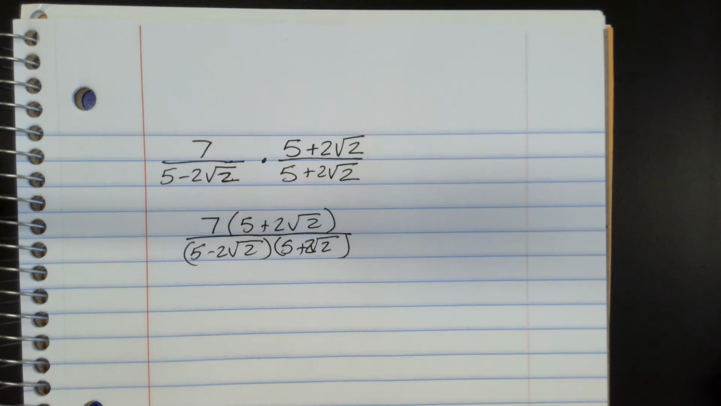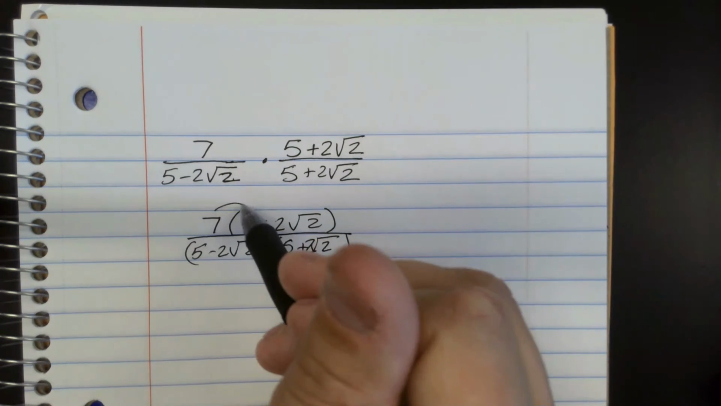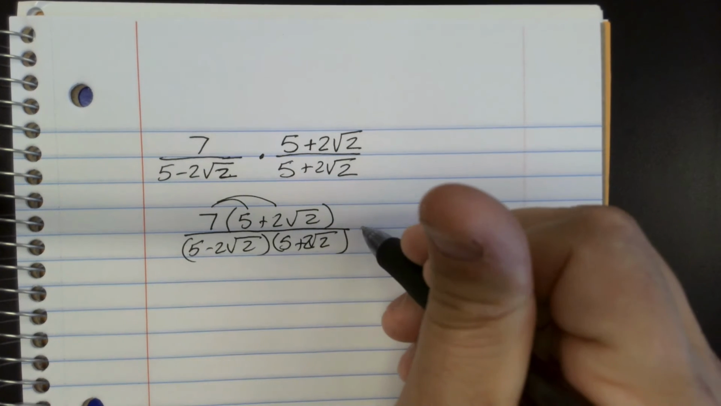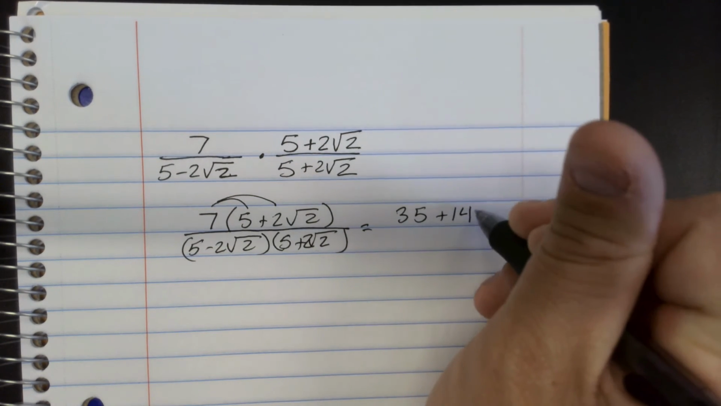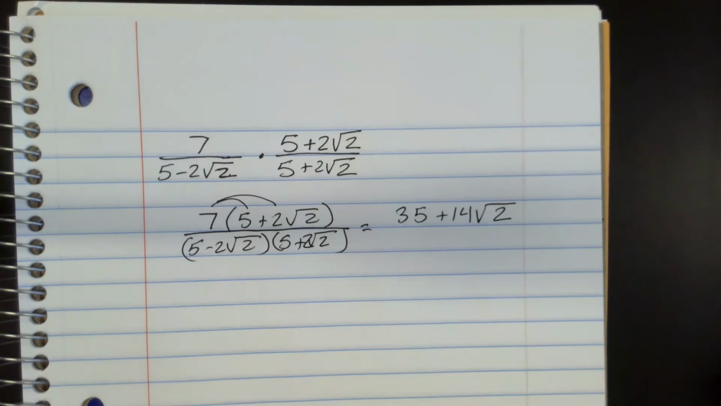Okay, how do I simplify the top? Yeah, we're just going to distribute. So the top's just going to become 35 plus 14 square root of 2.